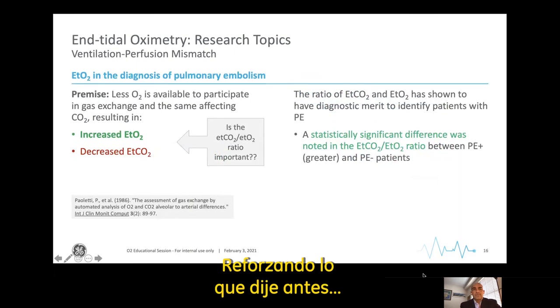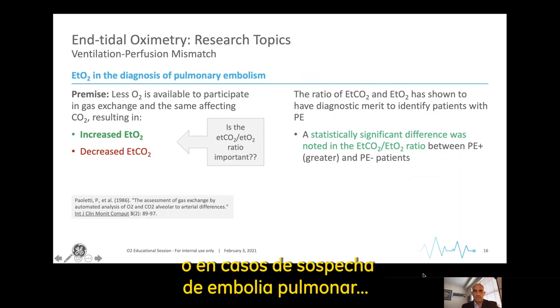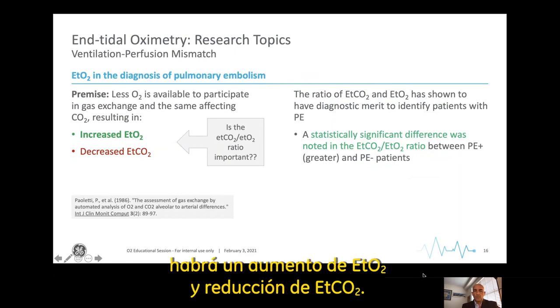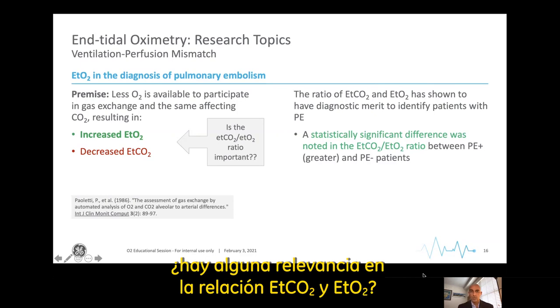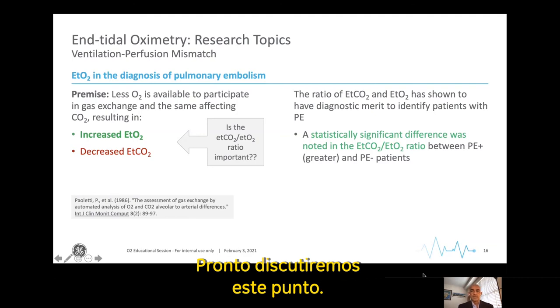So as I said before, just to reiterate, in the presence of a pulmonary embolism or a suspected pulmonary embolism, there will be an increase in the end-tidal oxygen, while there will be a decrease in the end-tidal CO2. One of the questions posed by Paoletti is whether there is any relevance of a ratio between the end-tidal CO2 and the end-tidal oxygen? And we'll talk about that in a sec.